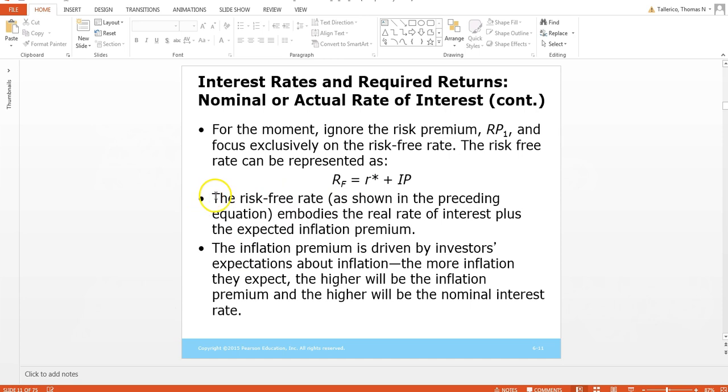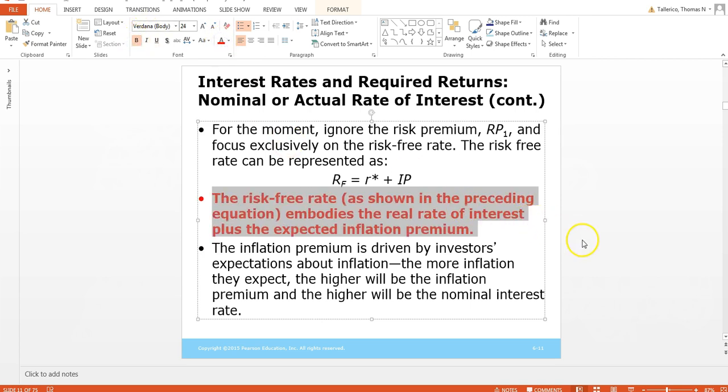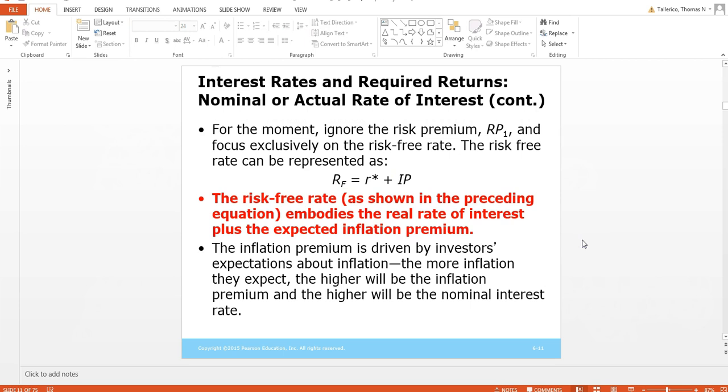So this is an important statement. I think I'll highlight this for you. So you can see the inflation premium is driven by investors' expectations about inflation, and also the money supply will affect that too.